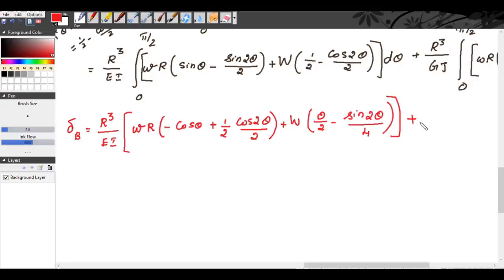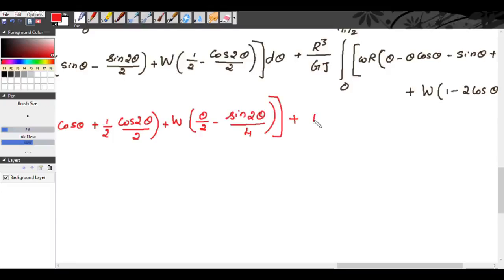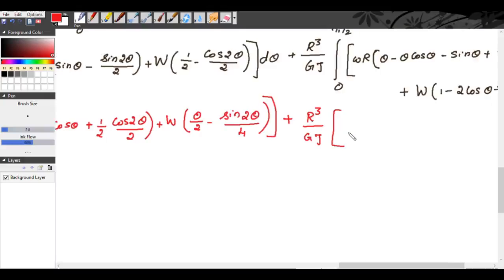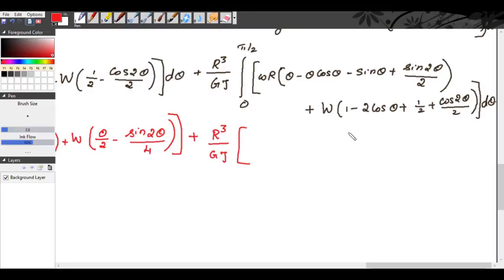Plus r cube by GJ into, here the limits are 0 to pi by 2, right? Into WR into integration of theta, which is theta square by 2, minus integration of theta cos theta.